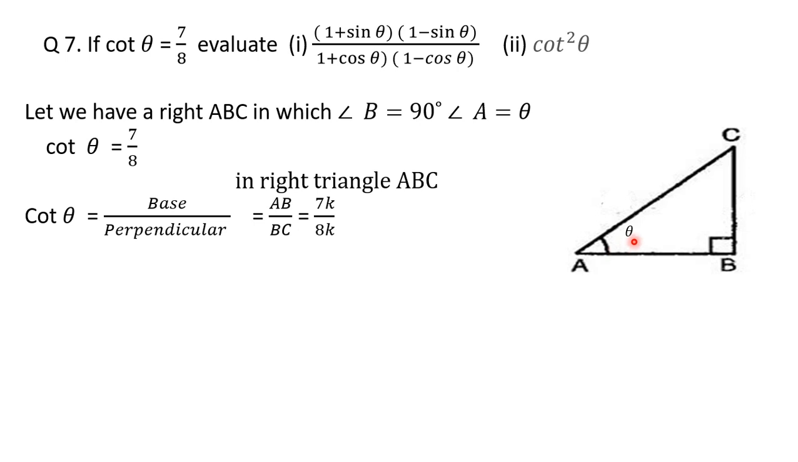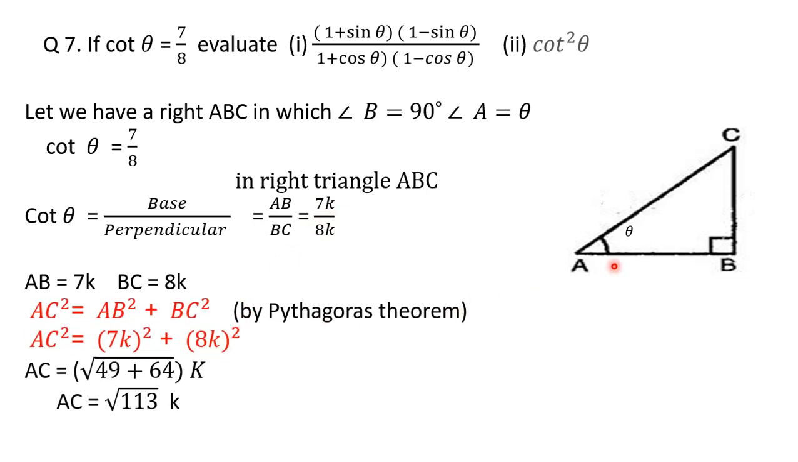If this is the angle theta, then the side opposite to theta is BC, and the base is the adjacent side, that is AB. So we can write AB upon BC, and AB upon BC is given as 7 upon 8. So we can write 7k upon 8k, for AB is 7k and BC is 8k.